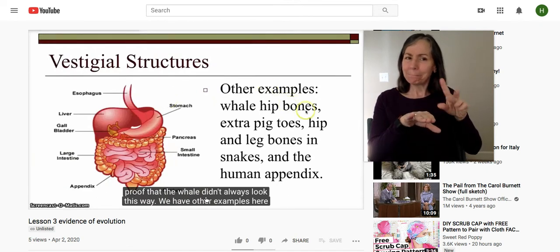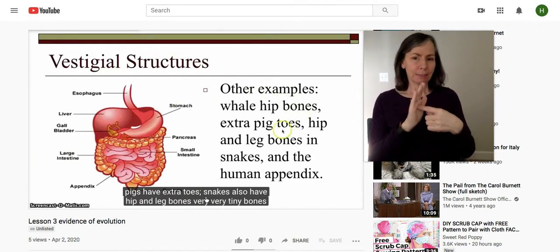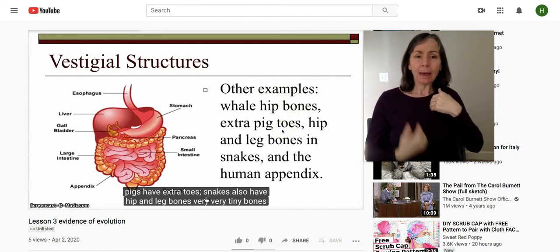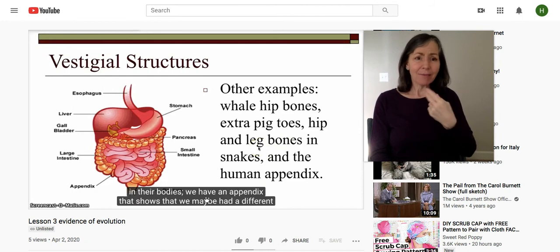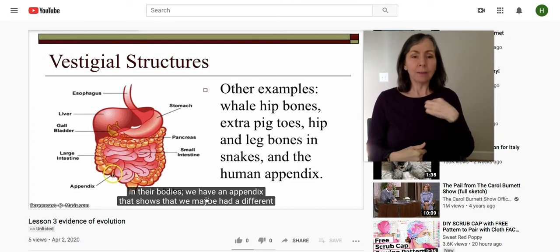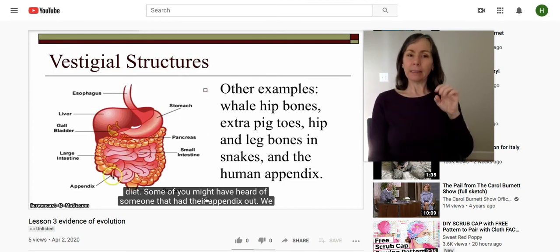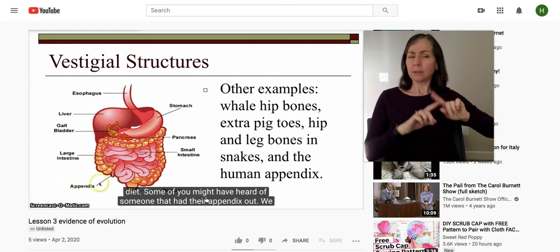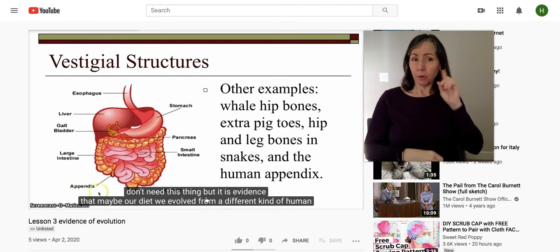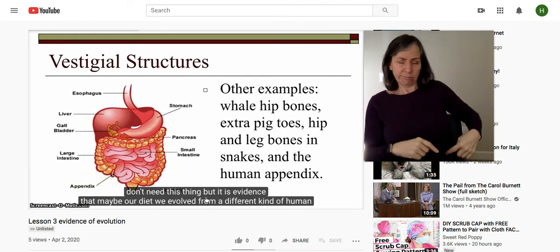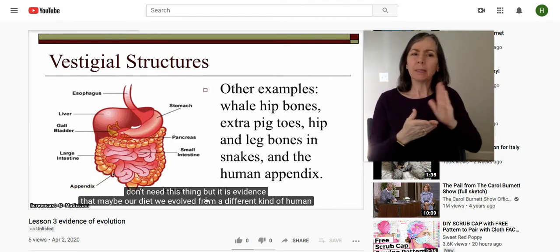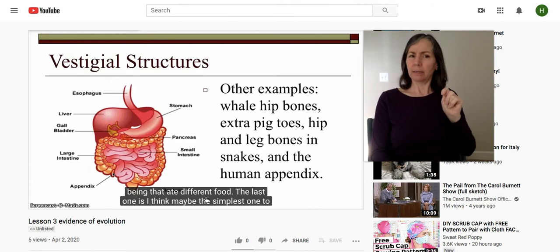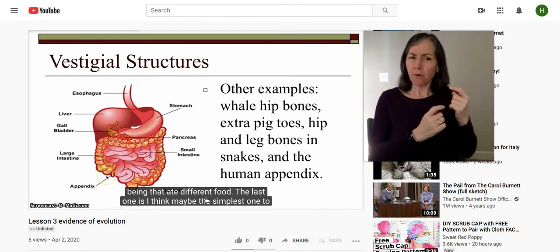We have other examples here. Pigs have extra toes. Snakes also have hip and leg bones, very tiny bones in their bodies. We have an appendix that shows that we maybe had a different diet. Some of you might have heard of someone that had their appendix out. We don't need this thing, but it is evidence that maybe our diet, we evolved from a different kind of human being that ate different food.